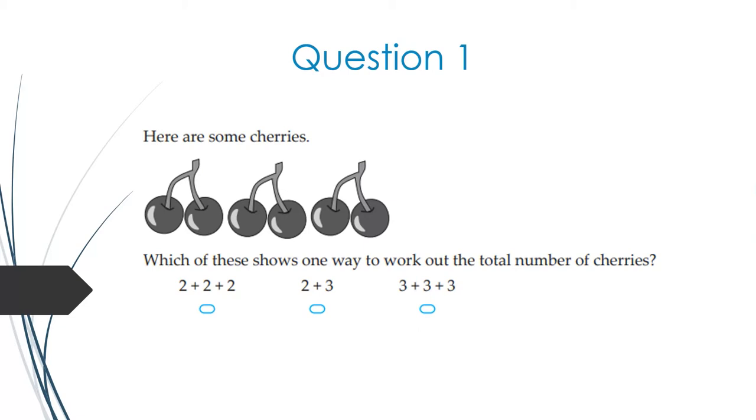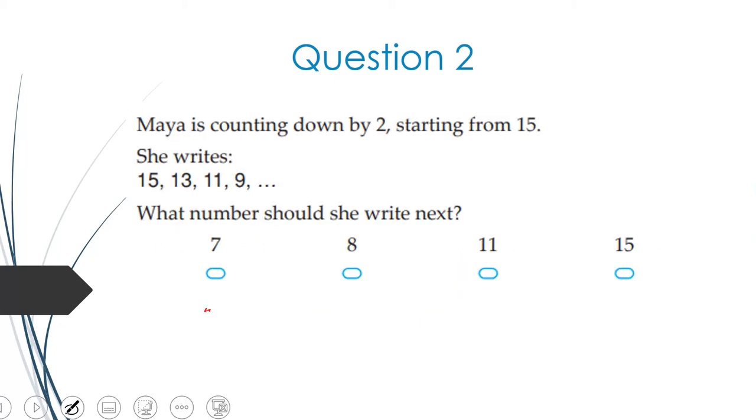Here are some cherries. Which of these shows one way to work out the total number of cherries? Well, we've got 2 here, 2 here, 2 here. You could do 2 times tables, 2 times 3, or just simply 2 plus 2 plus 2. Easy enough.